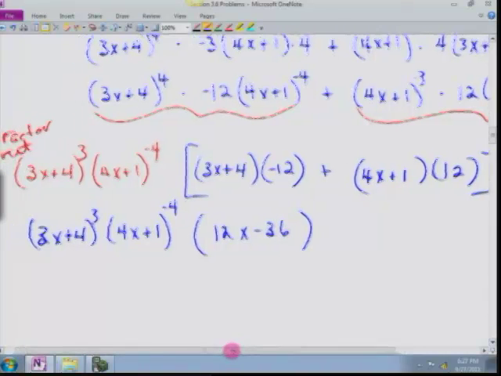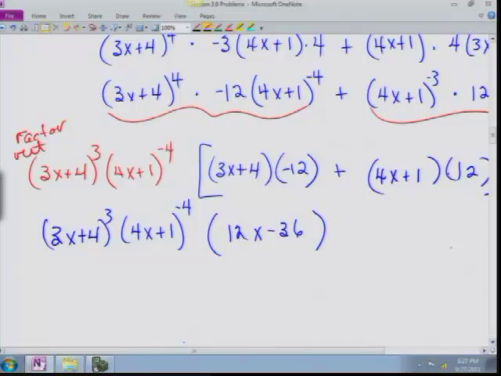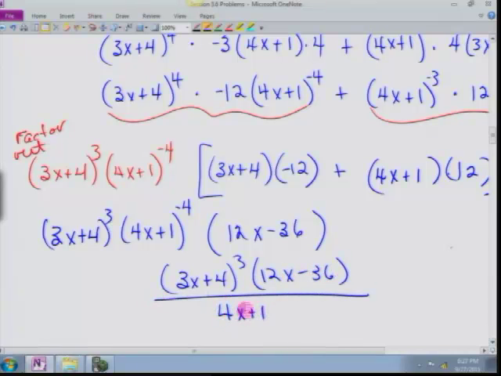Would you want us to go another step and factor out the 12 then, or just leave it like that? Well, actually, their answer left it like that, but I totally get if you did that on a test, Cody, if you pulled the 12 out and had x minus 3 and then a 12 out, that'd be fine. But the only other thing that I would do is get rid of this negative exponent. So I would have 3x plus 4 to the third times this over 4x plus 1 to the fourth. And then I'd be done.